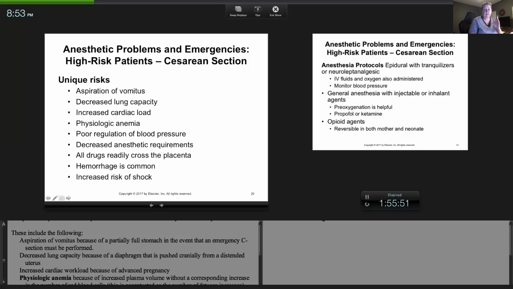To be honest, a lot of times emergency C-sections come in very depressed and in a compromised state, and they don't need a lot of anesthesia. So you can always give more. Keep hearing me say that.